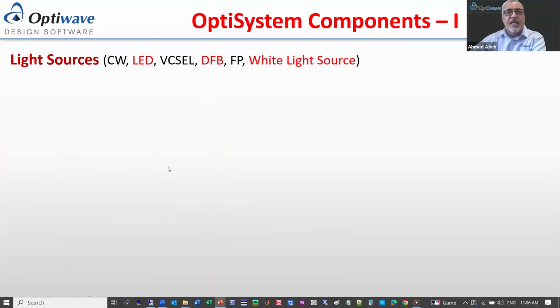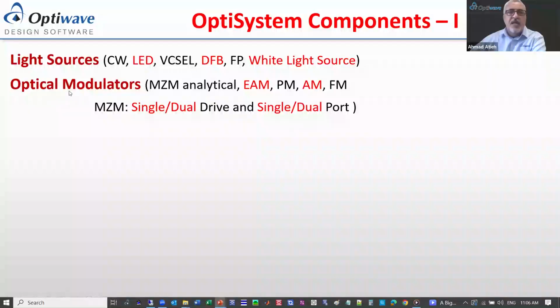The components in OptiSystem are categorized into subcategories, which is related to the functionality. So we have a library for light sources, including analytical models for CW lasers or measured data, where you can measure data in these lasers. There are LEDs, VCSELs. Today we're mostly going to concentrate on VCSELs. There are models for DFB, Fabry-Perot, and there are white light sources.